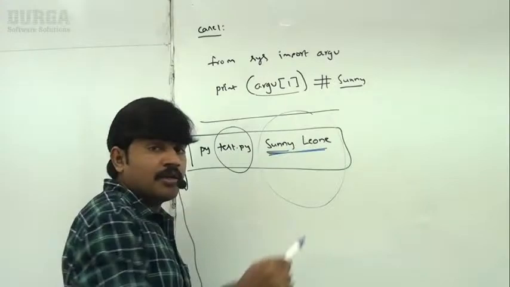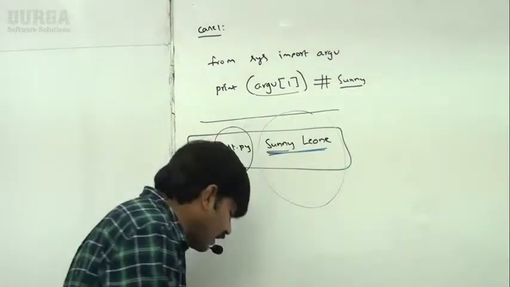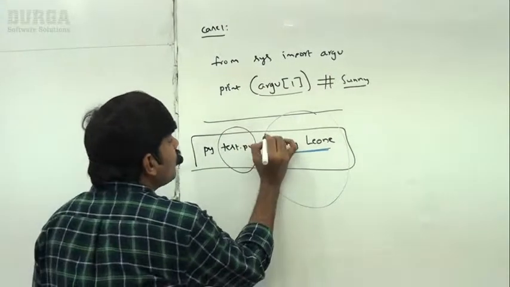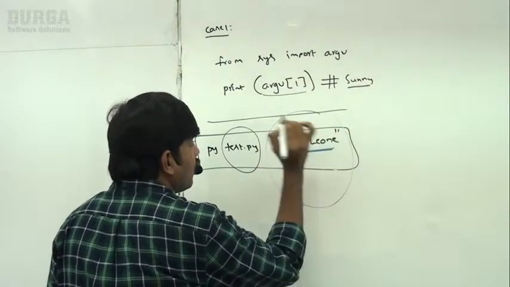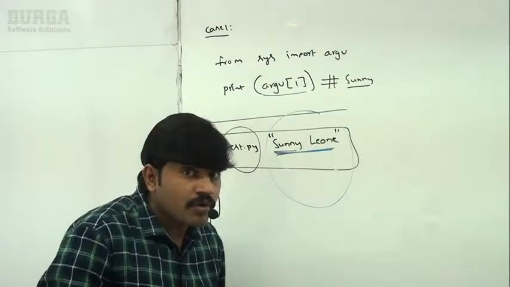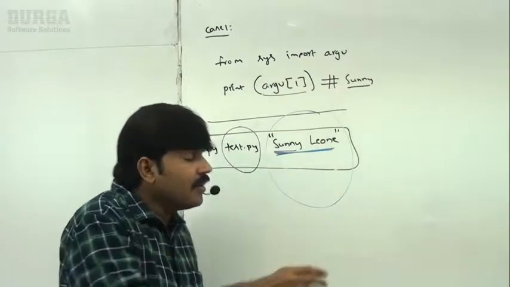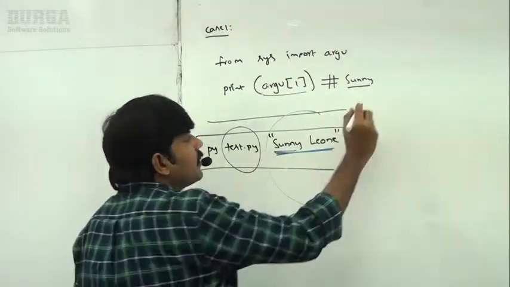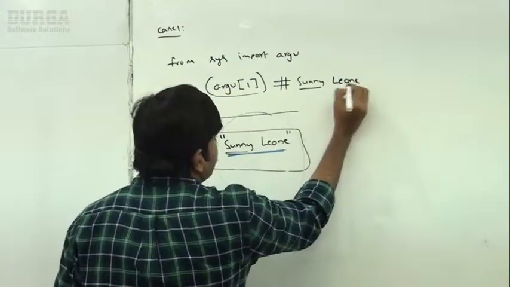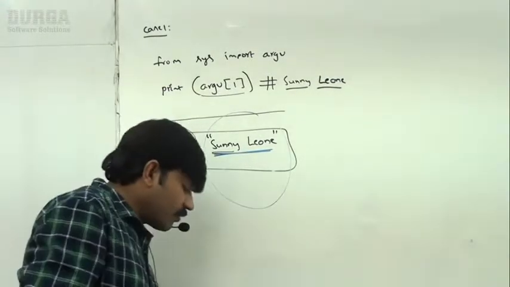How can you consider the total as one argument? We just have to enclose it within double quotes. Remember this one, we are required to enclose within double quotes compulsorily. Then this total thing is considered as only one command line argument. Then what is the answer we are going to get? Sunny Leone, right?